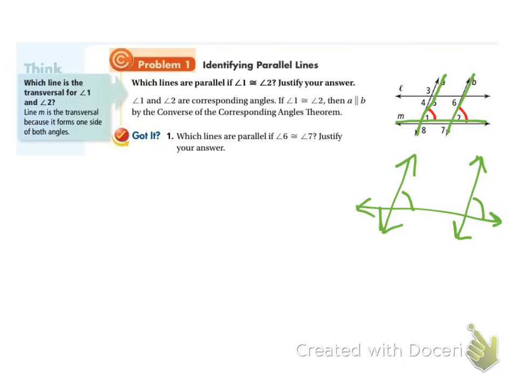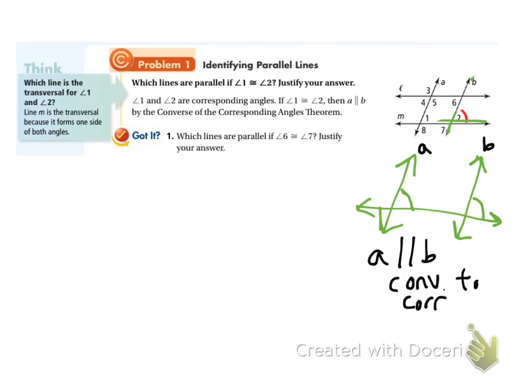There's angle 1 and there's angle 2. Now it makes it easier for me to look at. Looking at this, I can see that these are corresponding angles. This one is above and to the right, and this one is above and to the right. So, this is line A and B, I know that A is parallel to B because of the converse to corresponding angles theorem. And you can abbreviate that if you want.